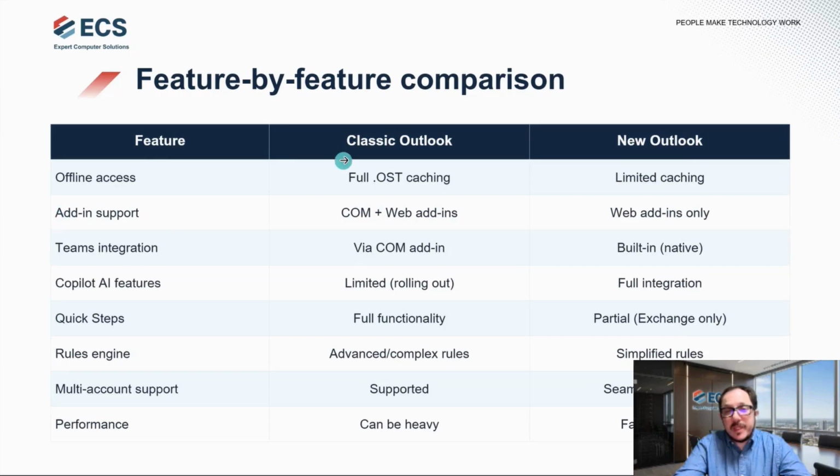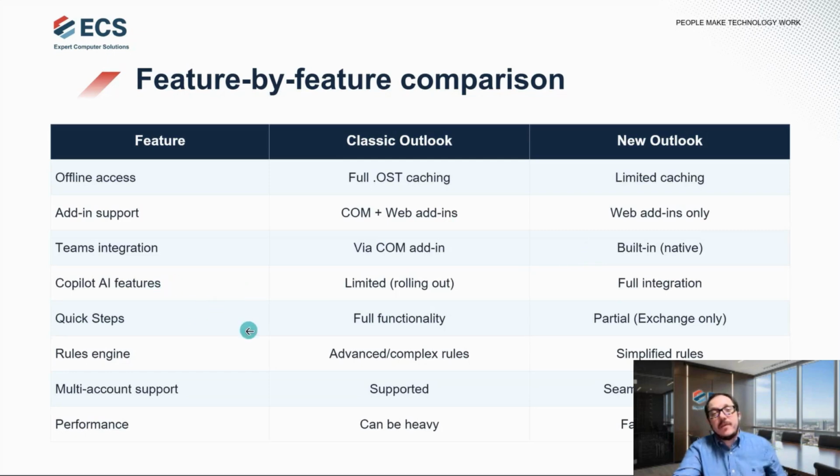Add-in support. Classic Outlook has COM Plus web add-ins that are available. So COM for communications, these are custom add-ins that you could get for Outlook. The new Outlook only has web add-ins available, so you do have a limitation here as well. Teams integration. On classic Outlook, the way you integrate it with Microsoft Teams is by a little add-in that gets installed when you install Teams. This is different with the new Outlook. The integration with Teams is native and built in.